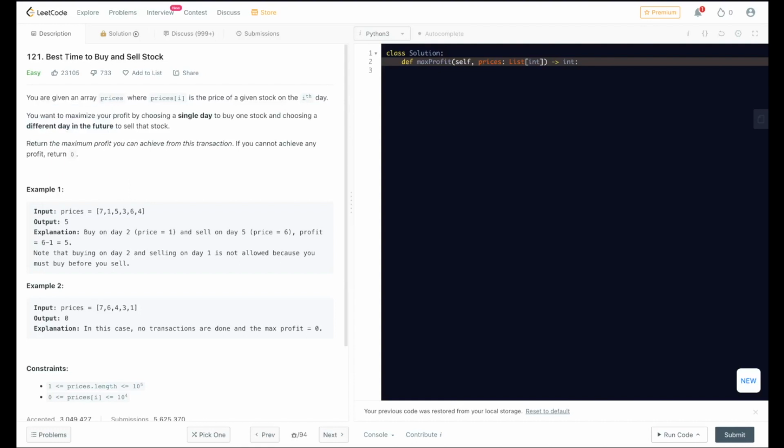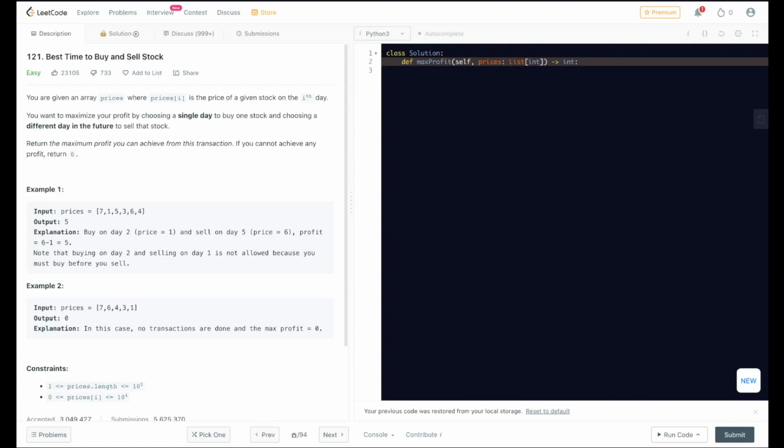So, in the question, the indices of the array represent the days when we can buy or sell stocks. We're going to try to buy at some index of the array and sell at a higher index. That is basically what is meant by choosing a different day in the future. Ultimately, the question wants us to return the maximum profit we can achieve from this transaction. If we cannot achieve any profit, we need to return 0.